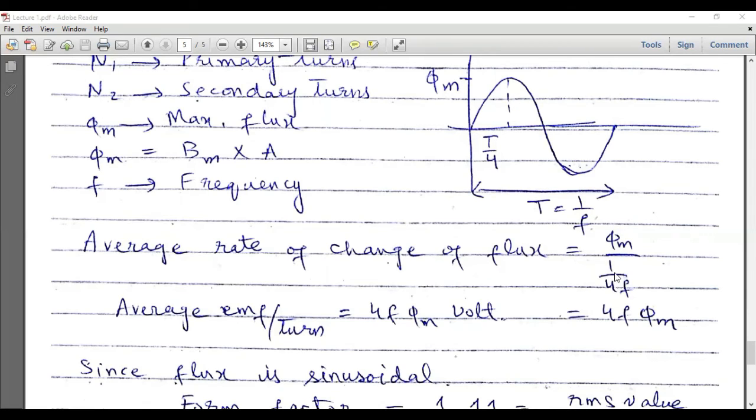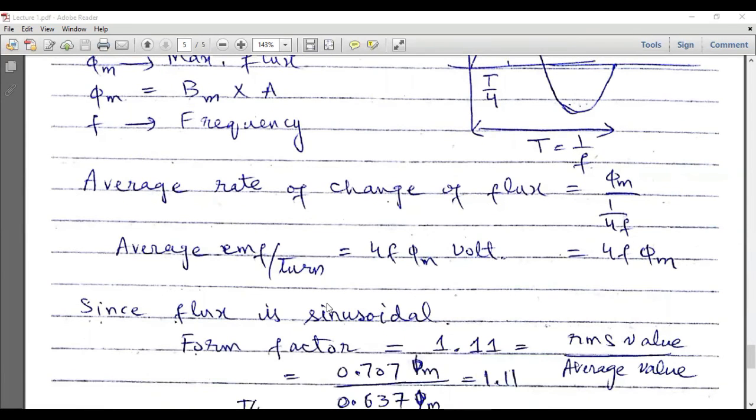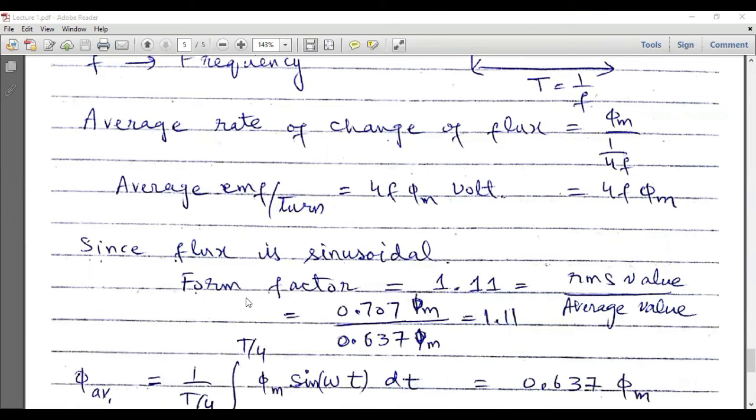So T by 4 can be replaced by 1 over 4f, and average EMF per turn in that case will be equal to 4f phi m volts. So since the flux is sinusoidal, we have to consider the form factor first, and form factor is equal to 1.11, and it is equal to the RMS value divided by the average value. So this average value can be multiplied by this 1.11 to get the RMS value.